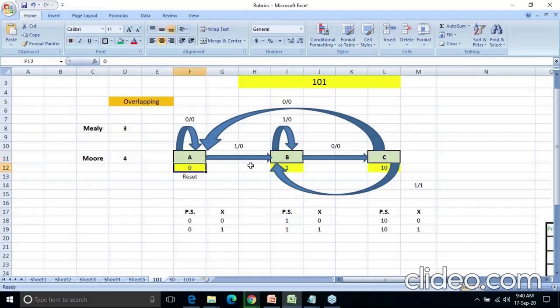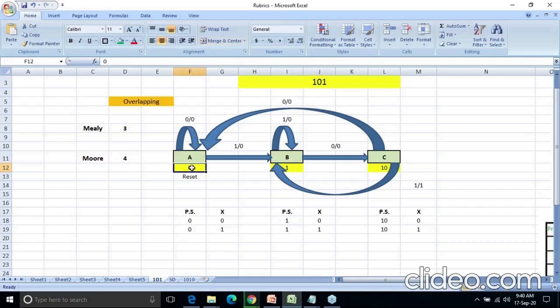Now in yellow I have written something: 0, 1, 1, 0. What is that? This is the second step. In the first step you drew the states A, B, C and gave the names. Next, your first state is always the reset state. As I told you, if the circuit hangs or is locked in a particular state, you should provide the facility to come out of that locked state to the normal mode. So for that, the first state is always a reset state, and as your bit sequence starts from 1, your reset state will be 0.